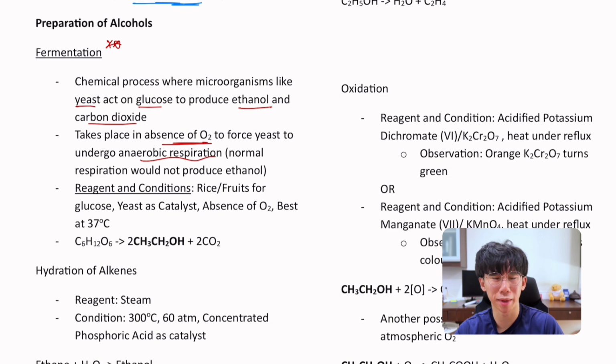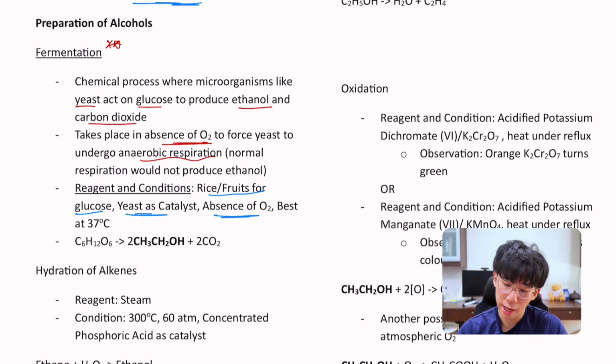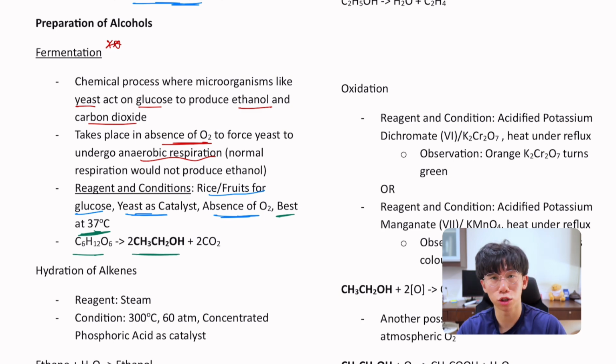Reagent conditions for this fermentation are rice or fruits for your glucose. Yeast as a catalyst is very important. Absence of O2 is also very important, as stated just now, and it is best at 37 degrees Celsius. So the equation for this reaction is your glucose, C6H12O6, turning into your ethanol, which is CH3CH2OH, plus 2CO2. So do memorize this equation as well.